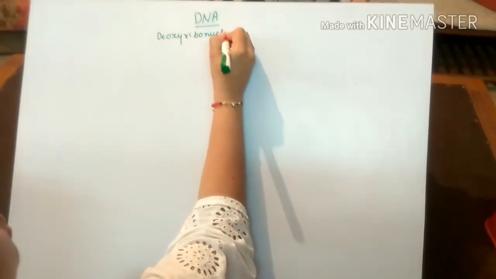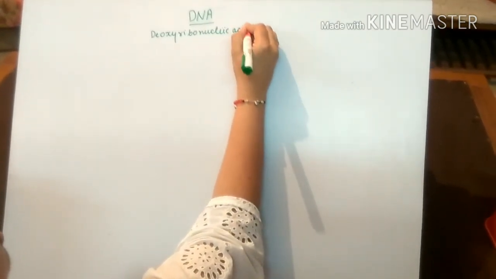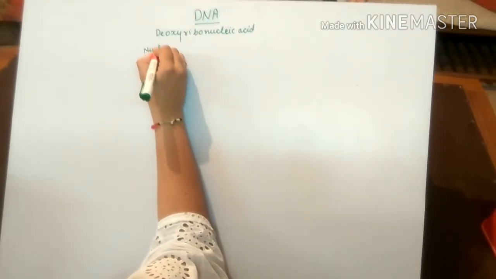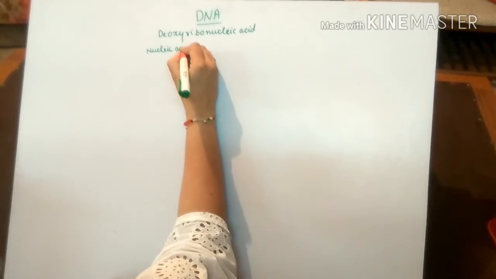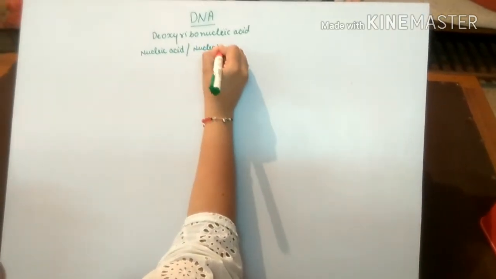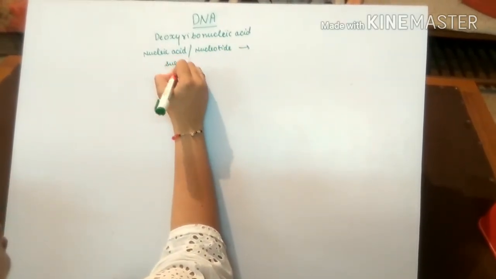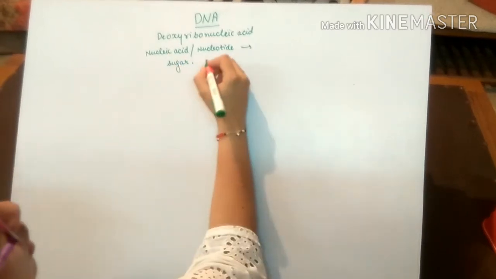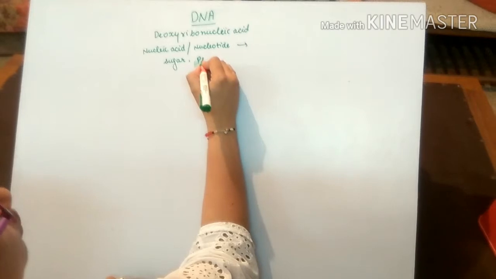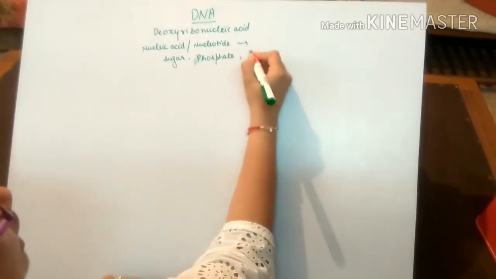DNA means deoxyribonucleic acid. We know nucleic acid, or nucleotide, consists of three things: sugar, phosphate, and a base.